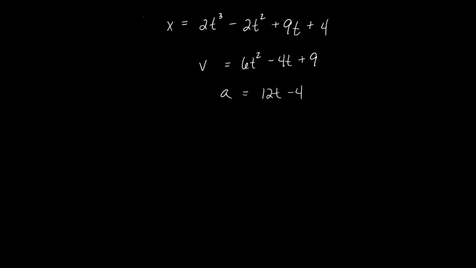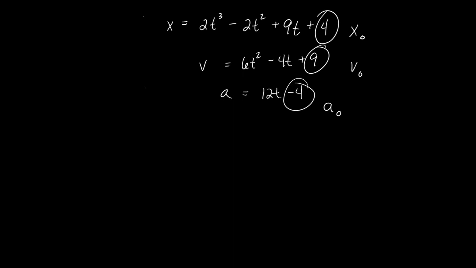Also, I hope you recognize a couple things. And if you don't, let me help you out. That's initial position. That would be the position at time equals 0. This is initial velocity. That would be the velocity at time equals 0. And in this case, this is the initial acceleration. It would be the acceleration at time equals 0.